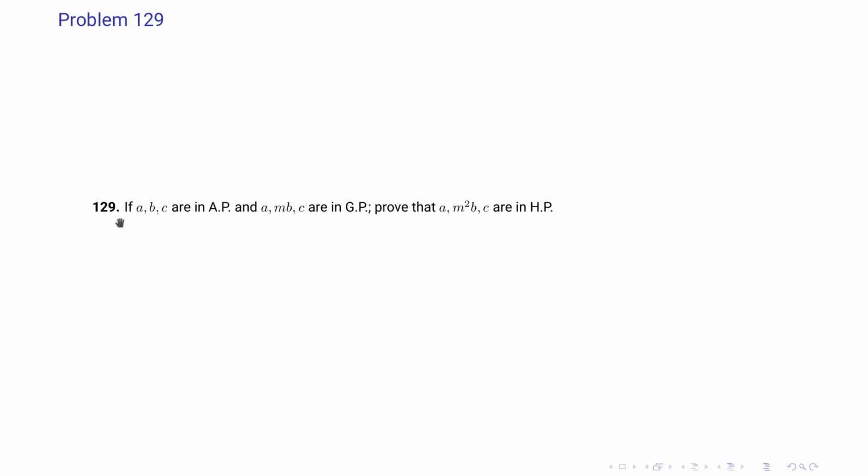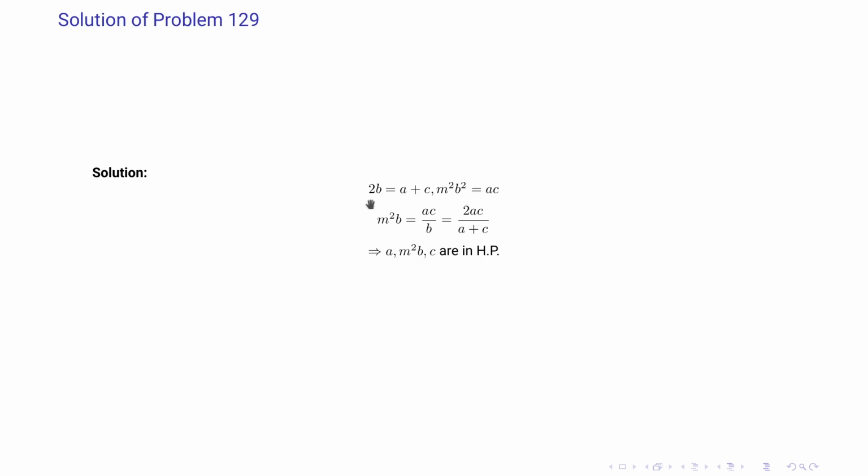Now problem 129 says that if a, b, c are in AP and a, m, b, c are in GP, prove that a, m square b, c are in HP. So from first two we can write that 2b is equal to a plus c and m square b square is equal to ac. So here we take m square b is equal to ac by b. Now we substitute the value of b, that is a plus c by 2. It becomes 2ac by a plus c. Now if you observe m square b is equal to 2ac by a plus c, it is the relationship of the midterm of an HP. So a, m square b, c are in HP.